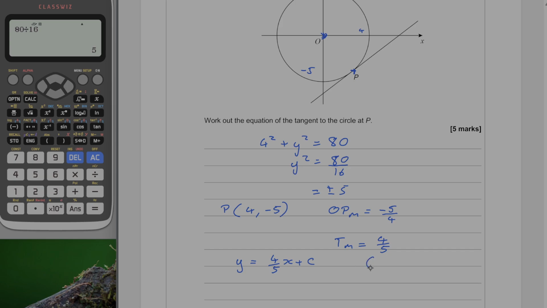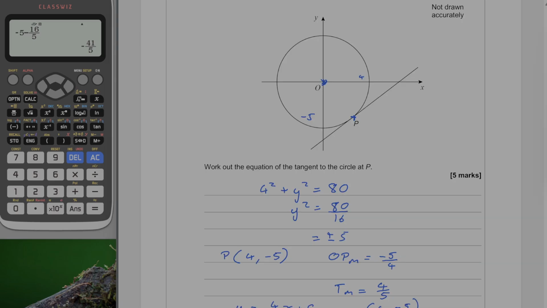And we need to use the coordinate 4, minus 5 to work out the intercept. So minus 5 is going to be equal to 16 over 5 plus c. So c is going to be equal to minus 5 minus 16 over 5. So that's not a very nice one. Minus 41 over 5. So yeah, I've just looked through. My method's fine, but I've made a mistake here, so I'm going to have to go back.